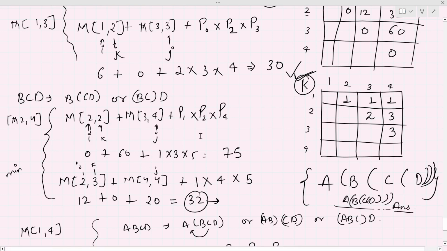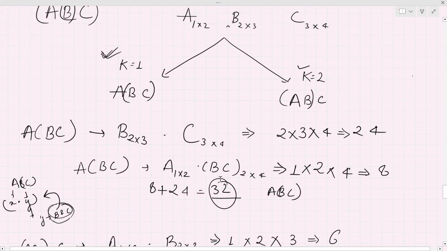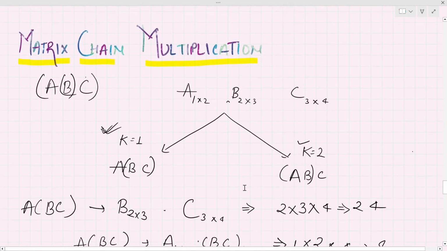Okay, so this is what matrix chain multiplication is. I hope it is clear to you how we solve matrix chain multiplication. Remember, what we have to remember is what i is, what j is, what k is, and how we write this P part. This is an important thing. So this is all about matrix chain multiplication. I hope it is clear to you how we multiply the matrices.